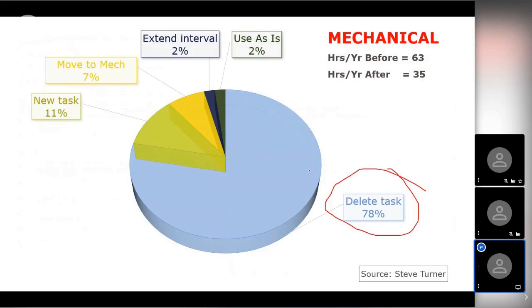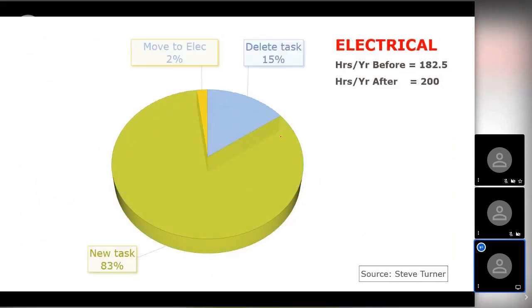What about electrical? Okay, I know we're all mechanical engineers here, but we do have to think about electrical sometimes as well. The hours for electrical actually increased slightly. Only slightly, even though we added 83% new tasks and only deleted 15%. The reason was because they were doing quite a bit of lengthy electrical maintenance tasks, but they weren't effective.